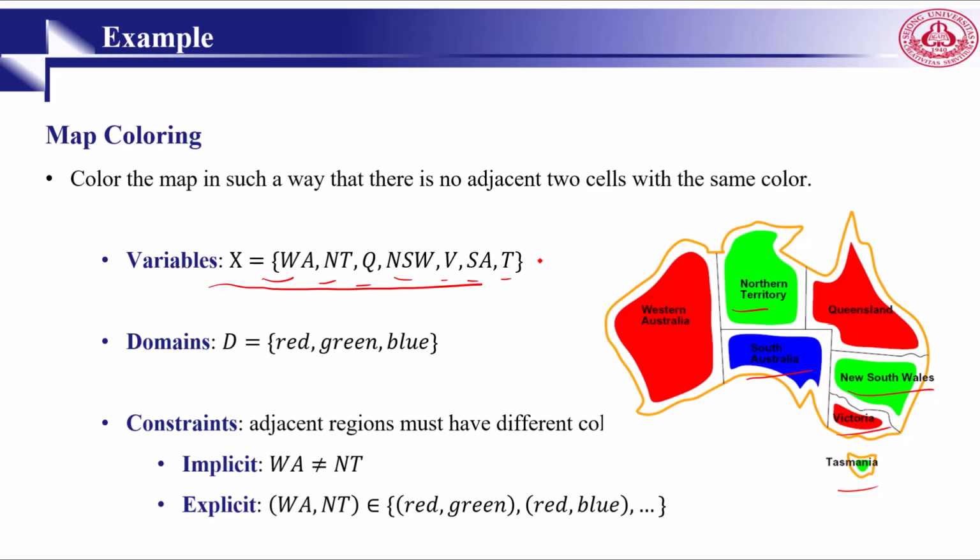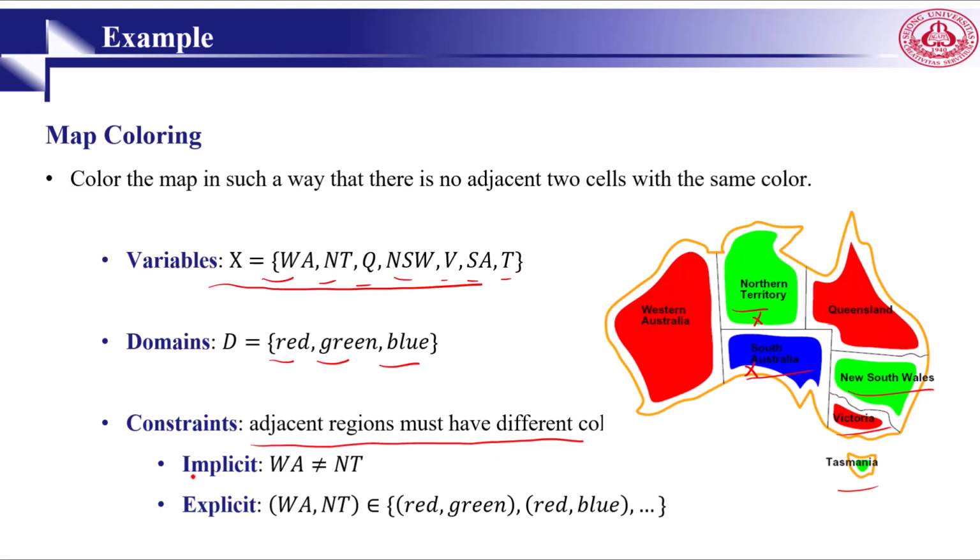Then we have the domain. Domain is the set of available values for each variable. It can get red color, green color, or blue color. So here we have a constraint, and the constraint says two provinces must not have the same color. It means two provinces should have different colors. If this is red, this cannot be red, and this cannot be red. So red, green, blue is okay. And the same that you can see here.